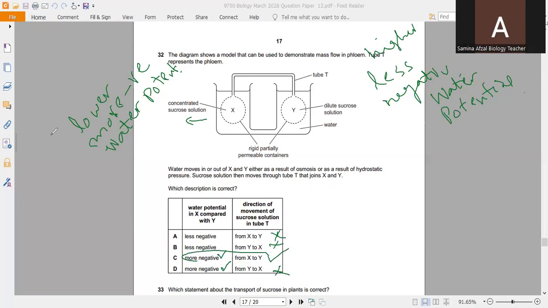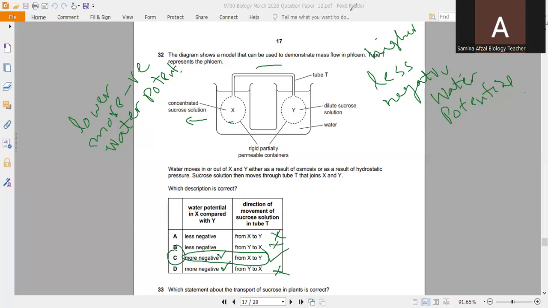So according to this, C is the correct option, because on this X side there is high hydrostatic pressure. So it will move from X towards Y through this tube T.